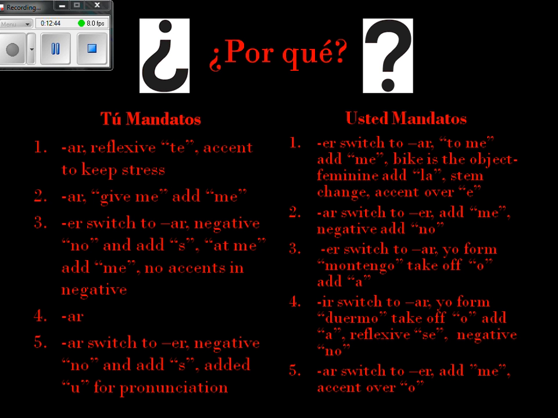The third is an AR switch to an AR. The O form is montengo, so you take off the O and add an A. The fourth is an IR switch to an AR. The O form is duermo, you take off the O, add the A. It's reflexive, so you add the se, and it's negative, so there's a no. Number 5 is an AR switch to ER. You add the me, and there's an accent over the O.